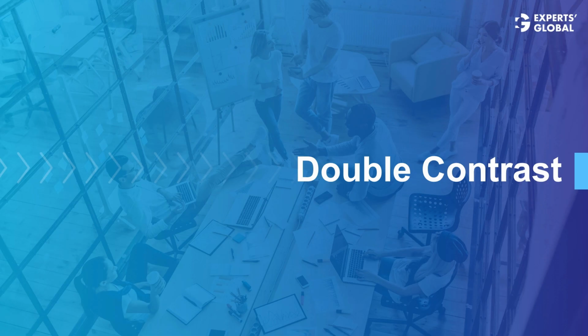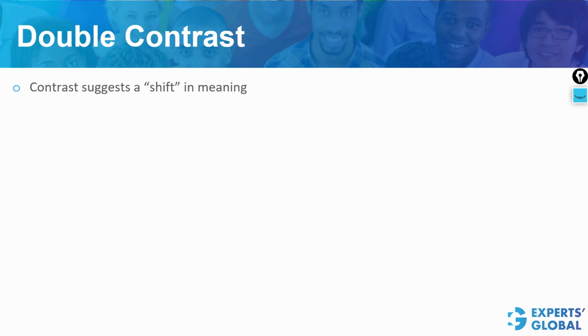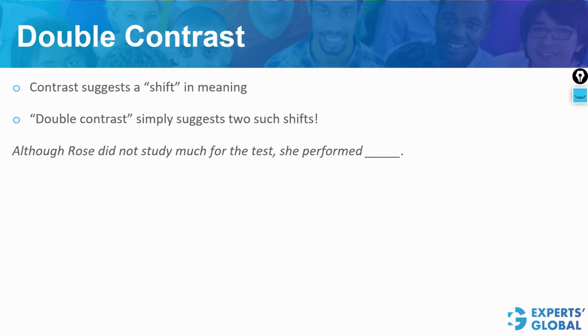First, let's look at the case of double contrast, which means two shifts in meaning. As we are aware, contrast suggests a shift in meaning. Therefore, double contrast suggests two such shifts. Look at this example. You have a contrast trigger here and then one more contrast trigger here. So ideally, if Rose did not study much, she must have performed poorly, but we have an although here which suggests a contrast and therefore a positive word must come in the blank. She performed something on the lines of well, that despite not studying much for the test, Rose performed well.